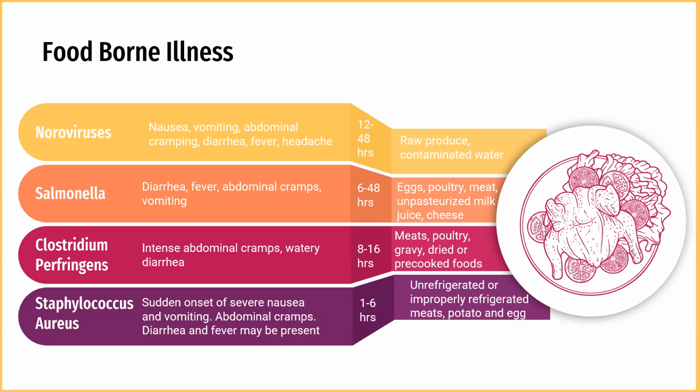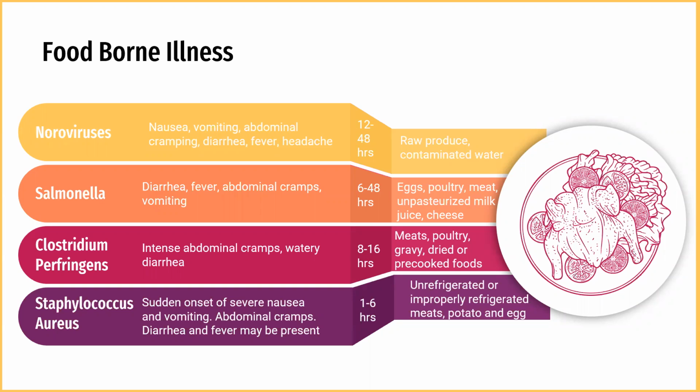Salmonella, you can get symptoms between 6 to 48 hours and they could last 4 to 7 days. The symptoms are diarrhea, fever, abdominal cramps, and vomiting. Foods that could cause salmonella are eggs, poultry, meat, unpasteurized milk, juices, cheeses, and contaminated raw fruits and vegetables.